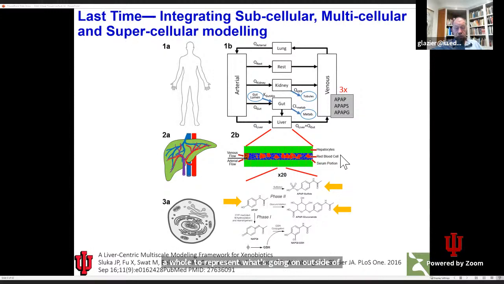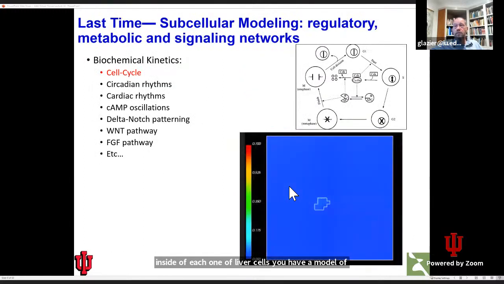to represent what's going on outside of the cell domain. And this is a graphic that shows, you imagine you have an ordinary differential equation model of blood flow in the body, a little CompuCell detailed cellular model of blood flow in a little piece of the liver, and then inside each one of the liver cells, you have a model of metabolism. And so that kind of model can be built into cells individually. This is a model of cell cycle, which I hope will run today, depending on how far we get.